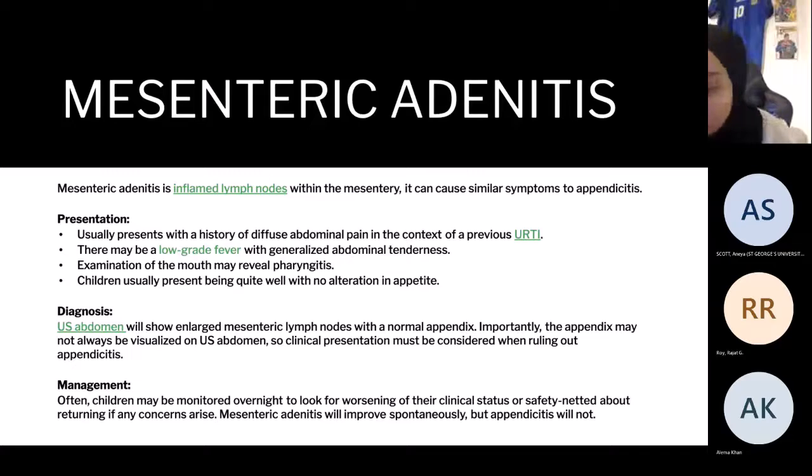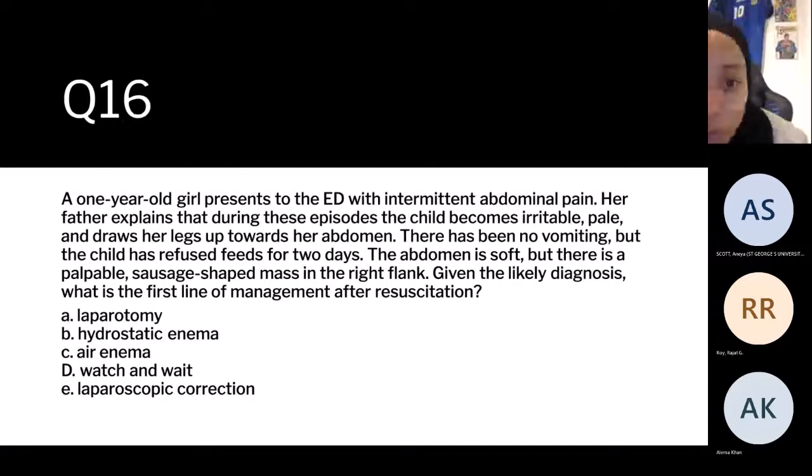Next question. I'll open the poll. So a 1-year-old girl presents to ED with intermittent abdominal pain. Her father explains that during these episodes, the child becomes irritable, pale, and draws her legs up towards her abdomen. There has been no vomiting, but the child has refused feeds for 2 days. The abdomen is soft, but there is a palpable sausage-shaped mass in the right flank. Given the likely diagnosis, what is the first-line management after resuscitation? Is it laparotomy, hydrostatic enema, air enema, watch and wait, laparoscopic correction?